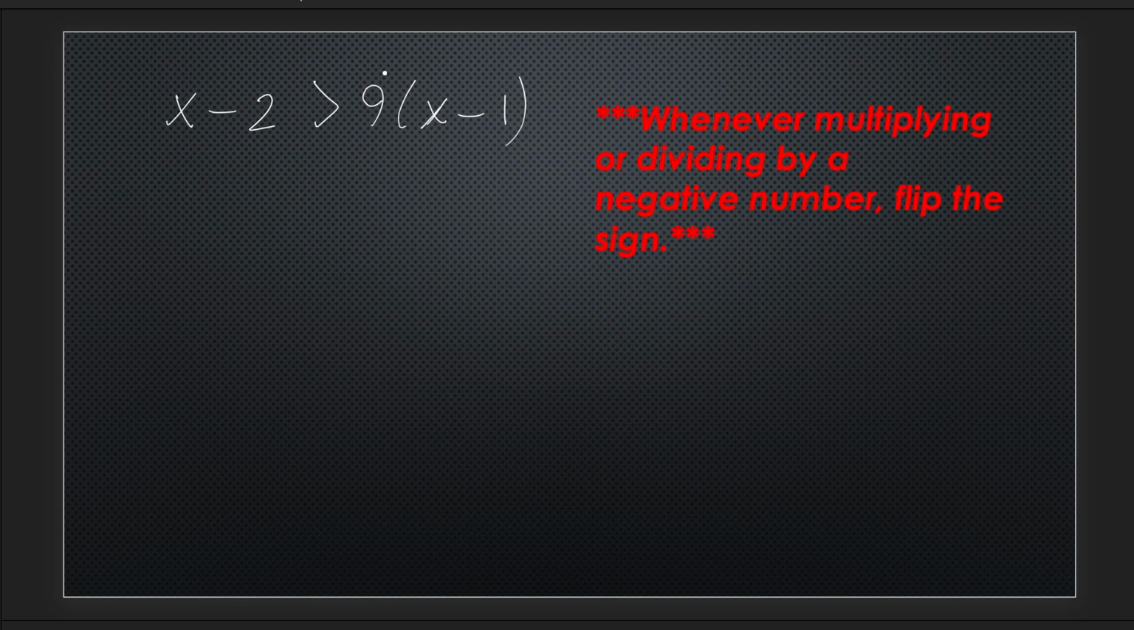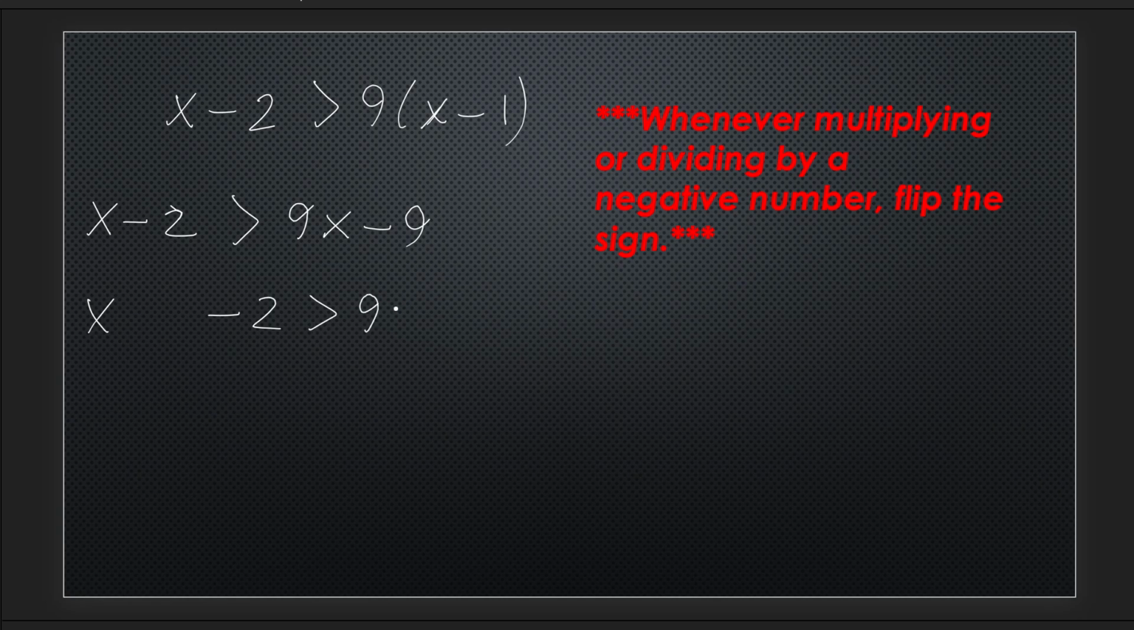First thing we'll do is distribute this 9 to each term in the parentheses. So we have x minus 2 is greater than 9x minus 9. Again, it's just like working with an equation with an equal sign here. We want to get the x terms together and the numbers together on the same side so we can combine them. So I'm going to get rid of this x and move it to the right side.